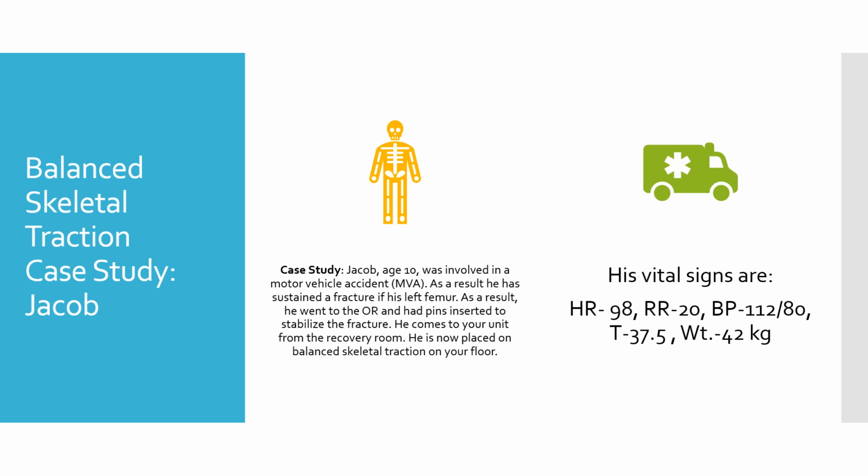So Jacob is 10 years old. He was involved in a motor vehicle accident. As a result, he sustained a fracture to his left femur. As a result, he went to the OR and had pins inserted to stabilize the fracture. He comes to your unit from the recovery room. He is now placed on balanced skeletal traction on your floor. His vital signs are as the following. Heart rate is 98, respiratory rate is 20, blood pressure 112/80, temp is 37.5, and weight is 42 kilograms, which are all within normal parameters.